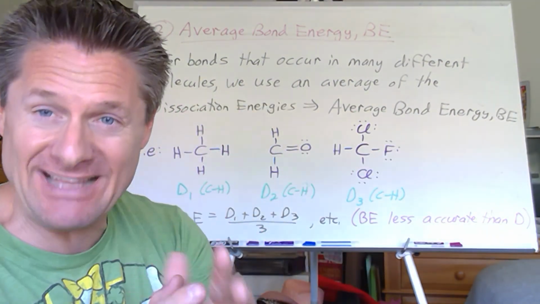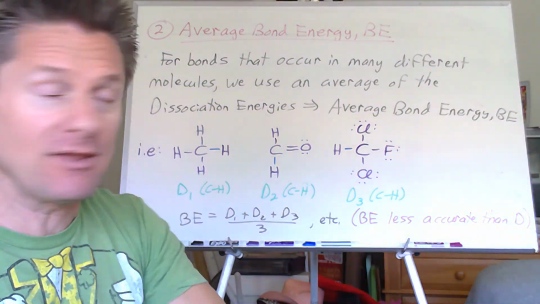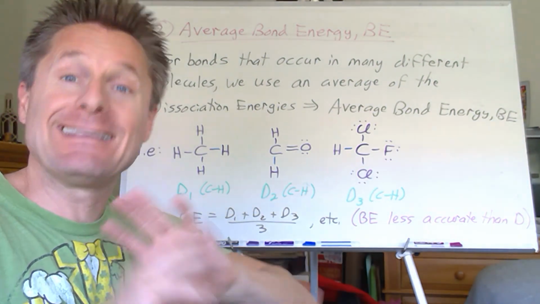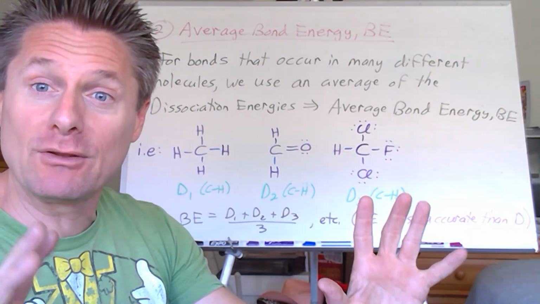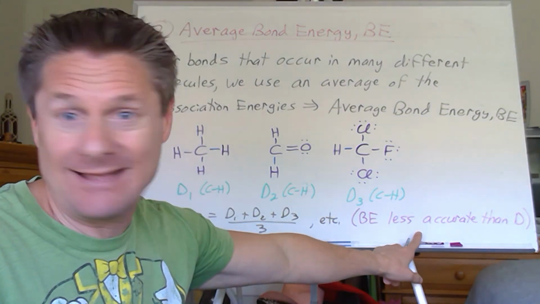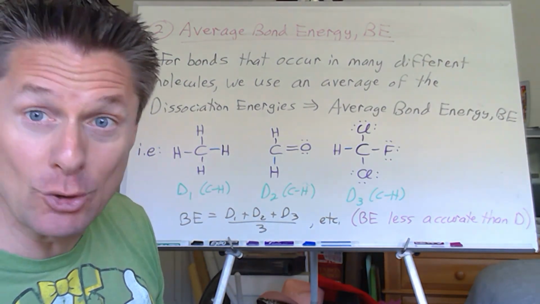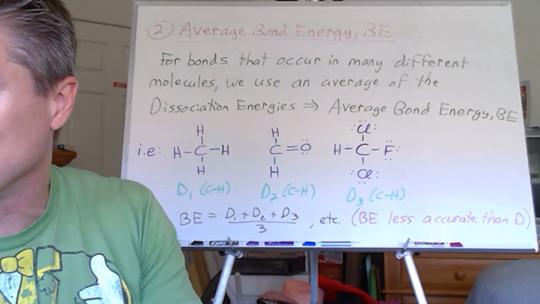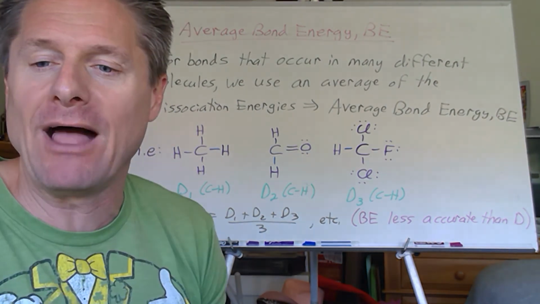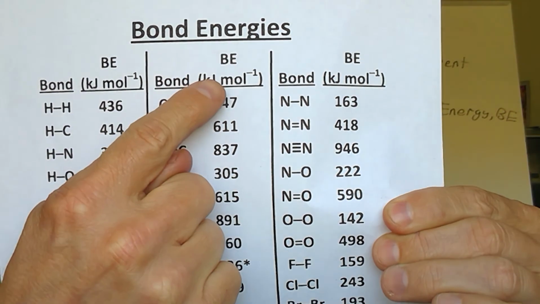D is a specific dissociation energy for a specific bond in a specific molecule. Bond energy takes that same bond in many different molecular environments and averages the D values. So it's way less accurate, but it gives us a simplistic way to look at things. So there are tables of bond energies. I typed one up for you, with some values I found. Bond energies, and these are averages.